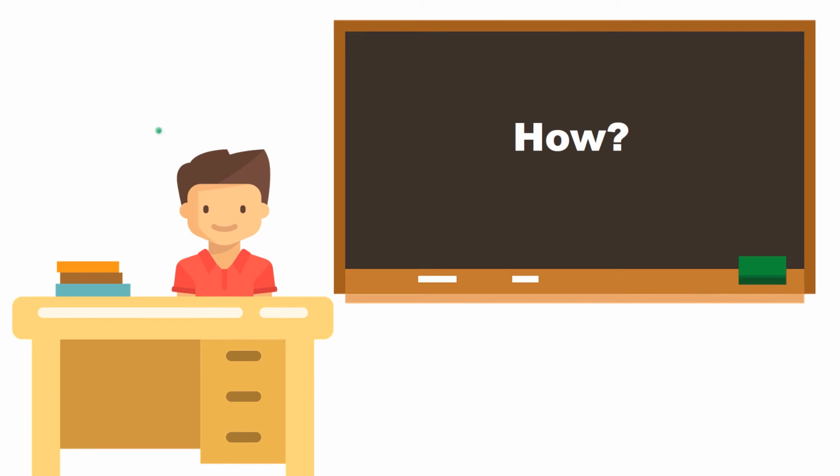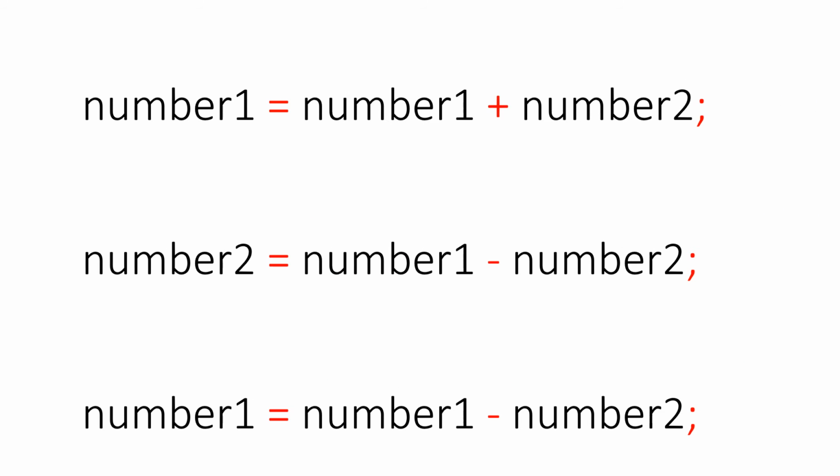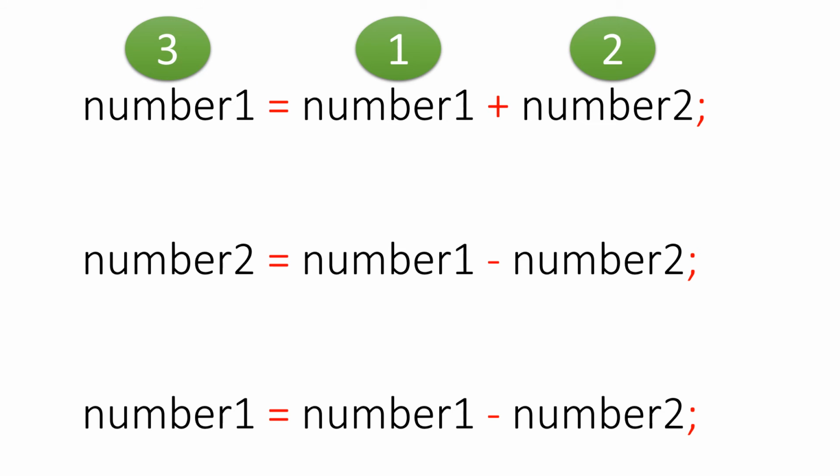But how did it happen? Let's see. Our input to number 1 was 1, and for number 2 was 2. If you just add number 1 to number 2, then what we are storing in number 1 after this addition will be 3. 1 plus 2 equals 3.